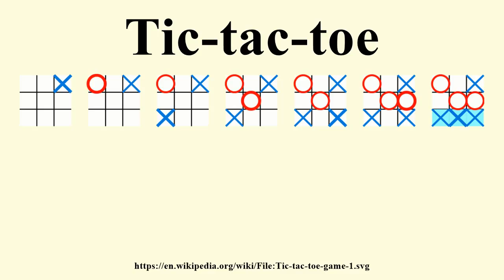Assuming that X makes the first move every time, 91 distinct positions are won by X, 44 distinct positions are won by O, and 3 distinct positions are drawn.